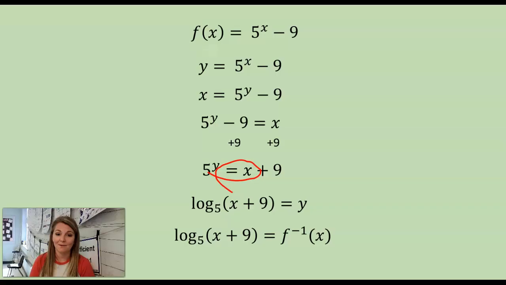Remember, everything flips. Your x and your y flip, your h and your k flip. So my minus 9 that was my k on my exponential is going to become a plus 9 h on my log. So how do I make sure it's a plus h? I have to make sure it's in parentheses. So this again is log base 5 of x plus 9, all in parentheses because it's all there, is equal to y. And that's your f inverse.